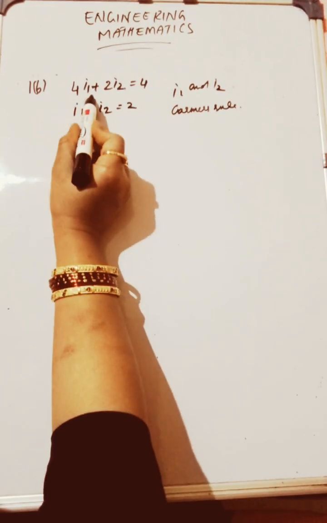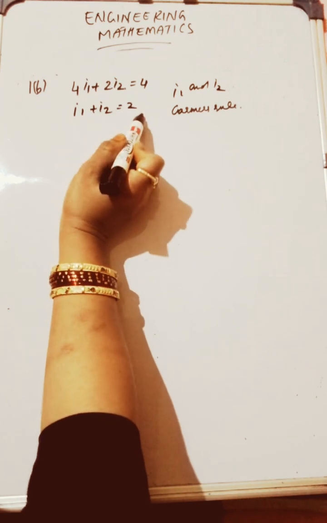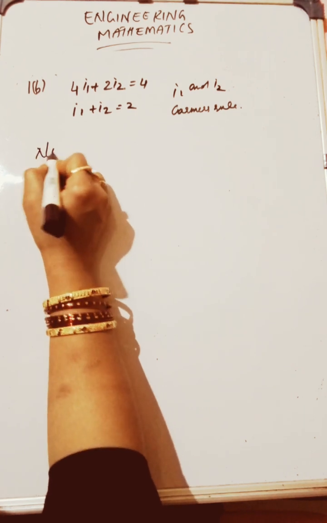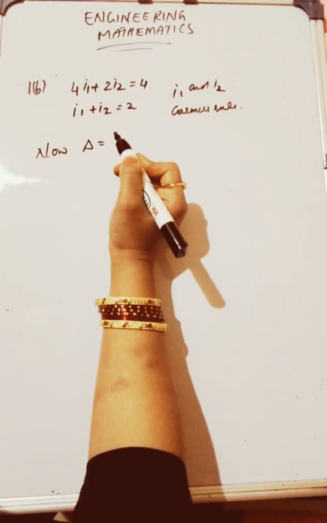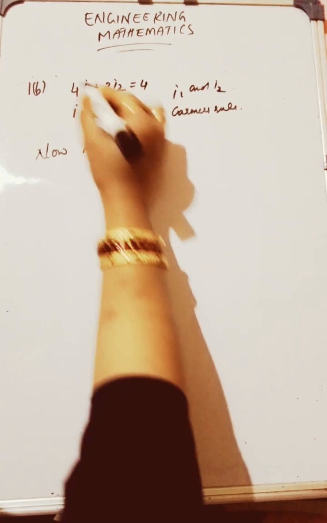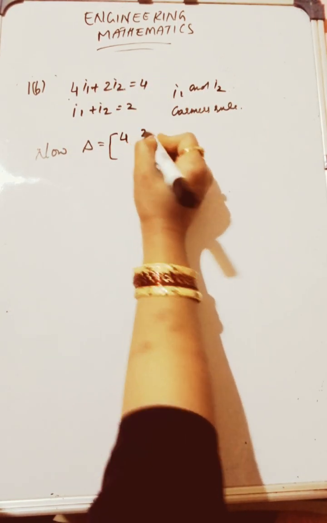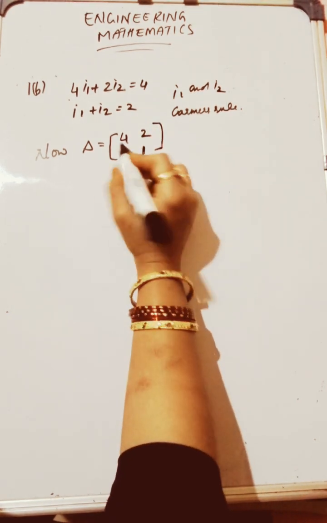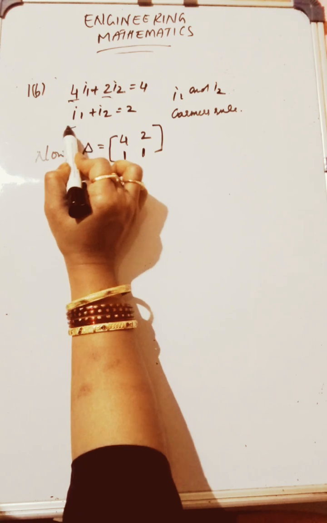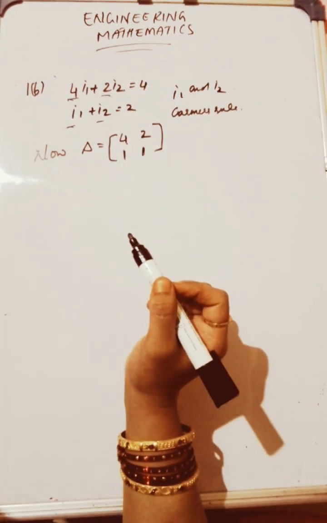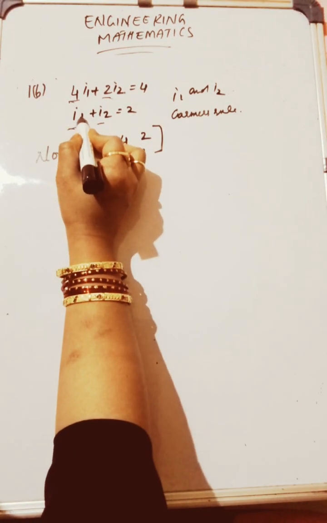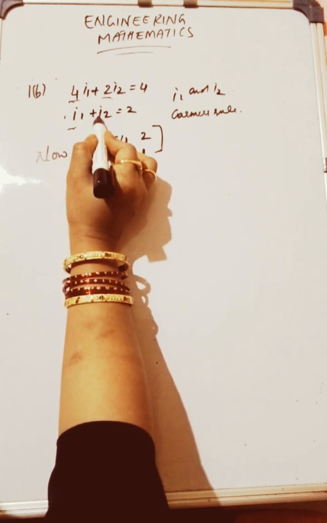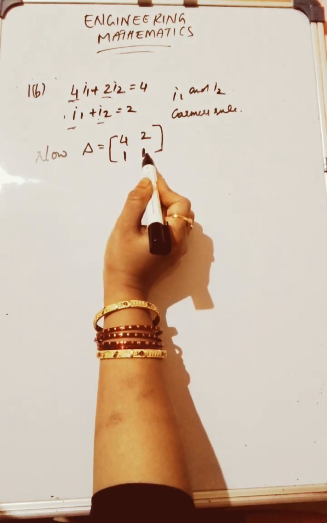Now this one is given: 4I1 plus 2I2 is equal to 4, and I1 plus I2 is equal to 2. Now delta is equal to the determinant 4, 2, 1, 1. Anything here, I1 is there means 1 is there, 1 into I1 only. Here also 1 is there. So that's why I am writing it like this.